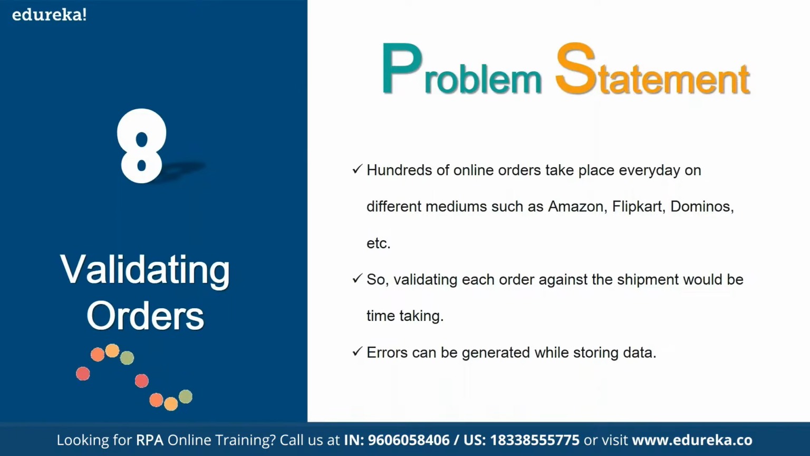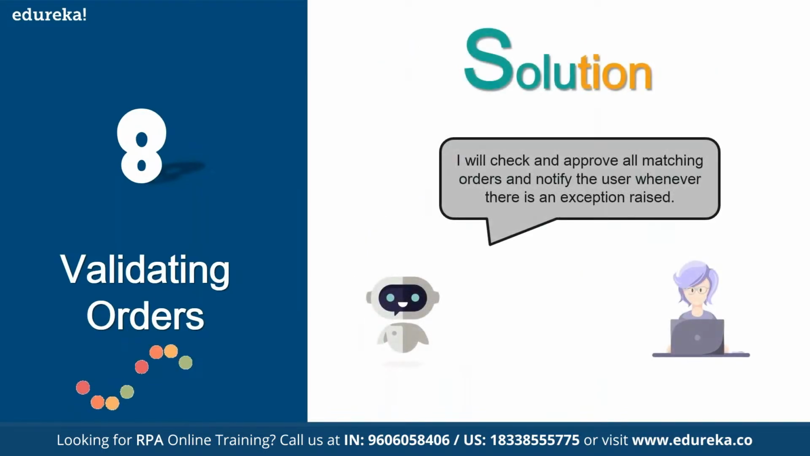Those are things you will do on a daily basis, and this kind of project can be handled by your bot. It says, I will check and approve all the matching orders and notify the user whenever there is an exception raised. Suppose there is a problem in shipment, it will notify the user as well, saying your order might get delayed due to these conditions or reasons, right? That kind of project can also be implemented using RPA. So this is validating orders.